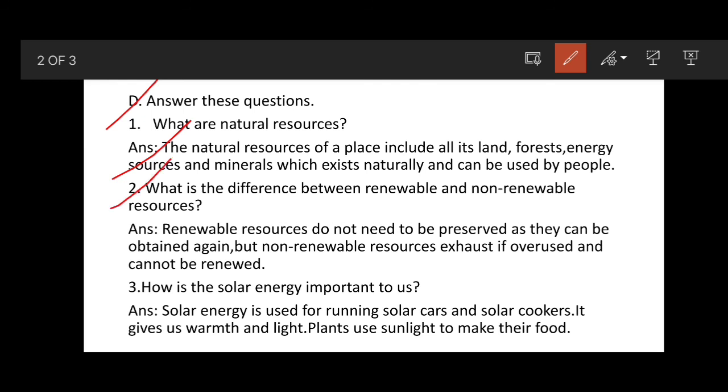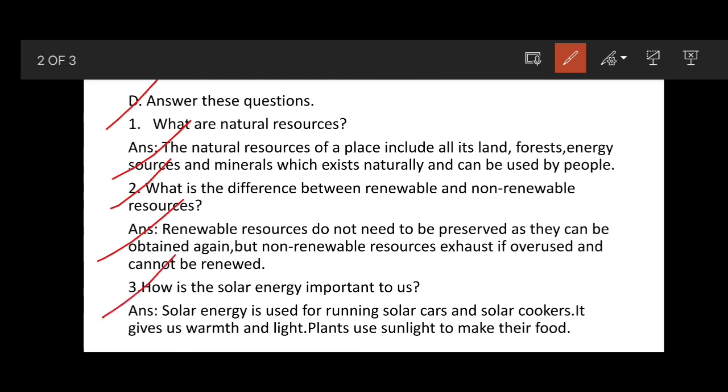Question number 2. What is the difference between renewable and non-renewable resources? The answer is renewable resources do not need to be preserved as they can be obtained again, but non-renewable resources exhaust if overused and cannot be renewed.